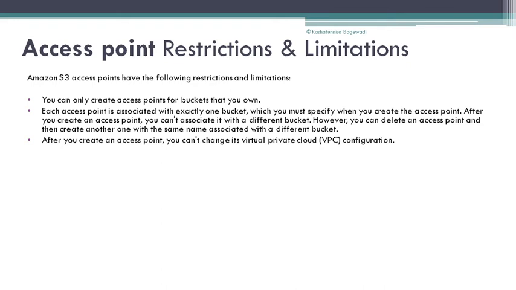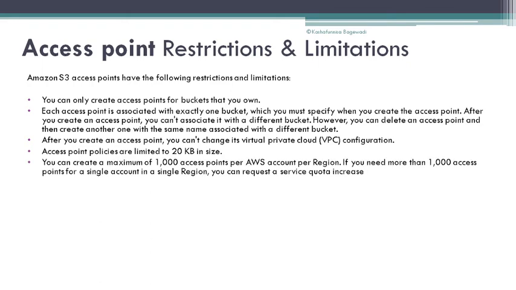After you create an access point, you can't change the VPC configuration. Access point policies are limited to 20 KB in size. You can create a maximum of 1000 access points per AWS account per region. If you need more than 1000 access points for a single account in a single region, you can request a service quota increase to raise the limit.